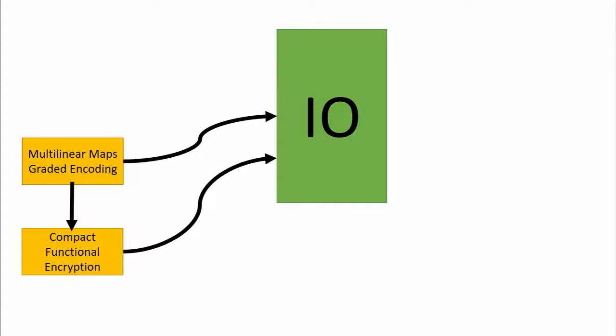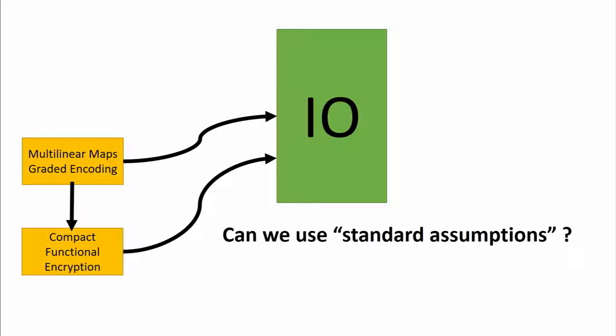So if I want to simplify the picture, we have iO, but basically we have to start from multilinear maps, which are a little bit under scrutiny, at least recently, and we get attacks every now and then. And there is another path to get there, which goes through compact functional encryption, but that path also starts from multilinear maps.